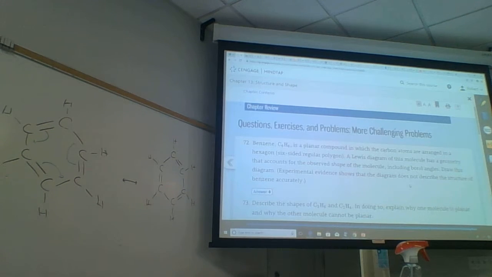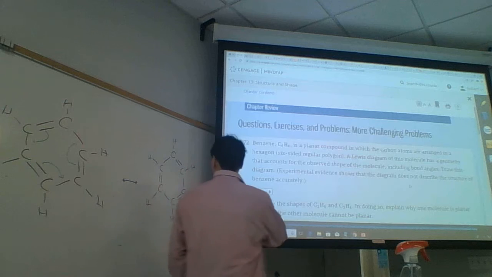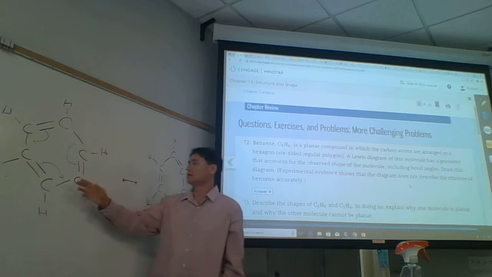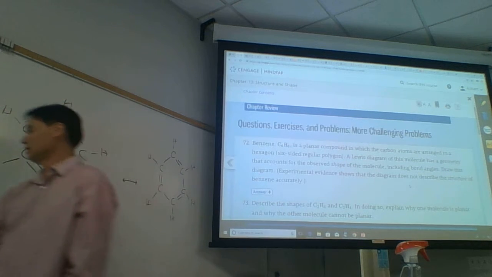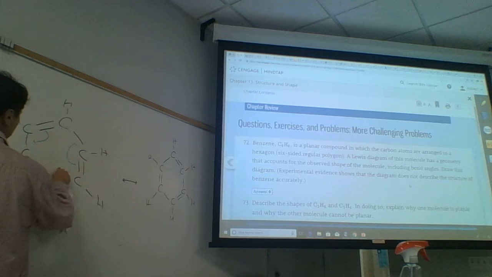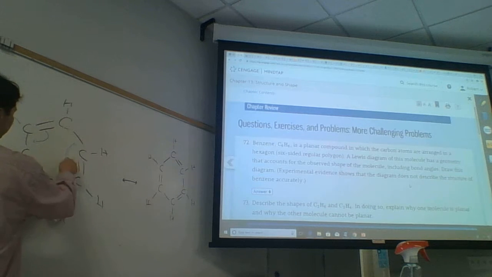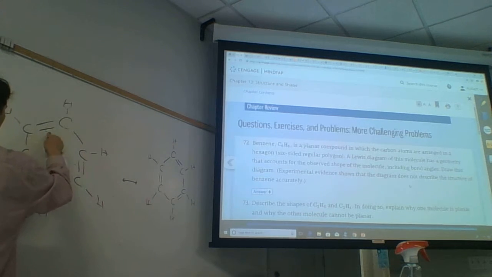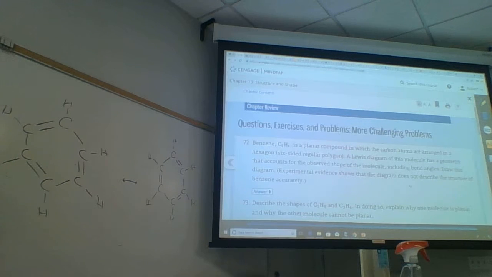72 is C6H6. When we draw C6H6, to get everything to have an octet, we're going to have multiple bonds. It's going to be a hexagonal ring structure like this. And this is what we call benzene.